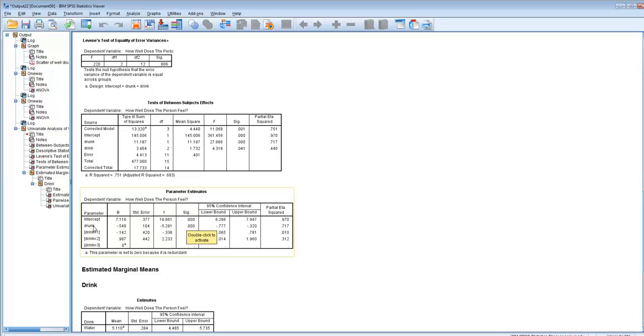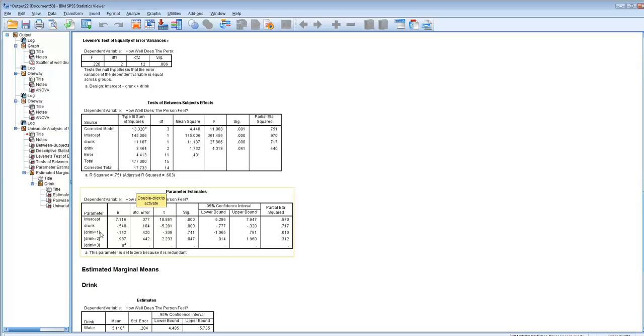This means that how well a person feels when everything else is equal to 0 is 7.11 on a scale of 1 through 10, let's say. And how drunk a person got the previous night will result in a half-point reduction of how well a person feels the next day.